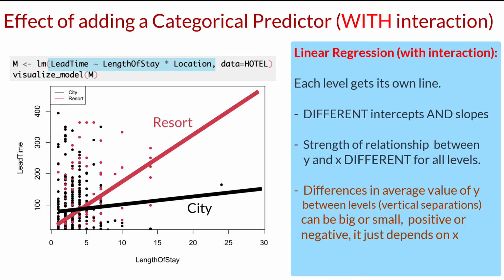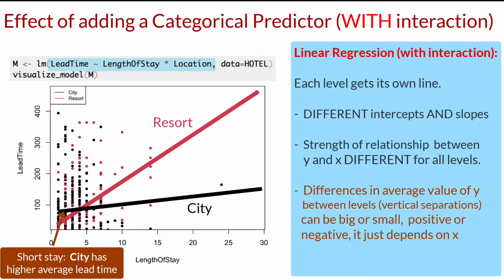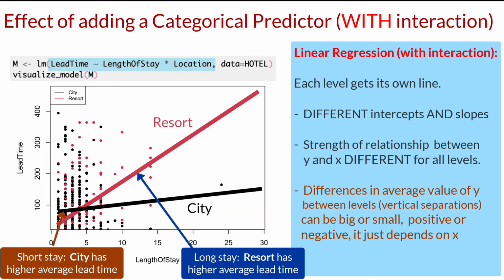If we compare reservations with short lengths of stay, like 1 to 2 days, the average lead time for city hotels is higher than the average lead time for resorts. But the opposite is true once we look at longer stays. For stays near 10 days, the lead time for resorts is higher than for city hotels.